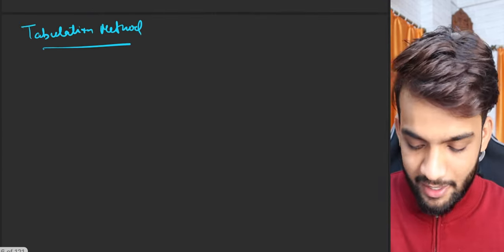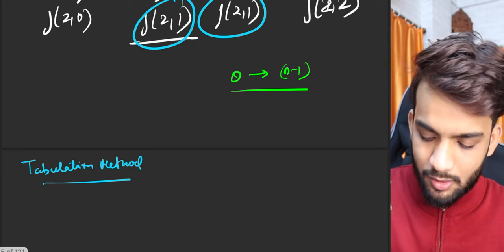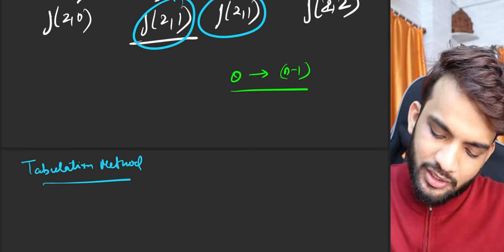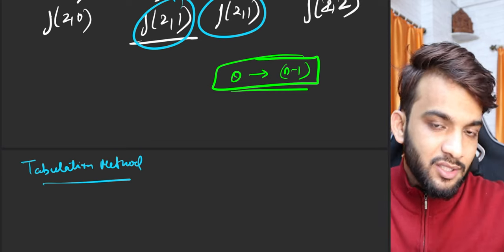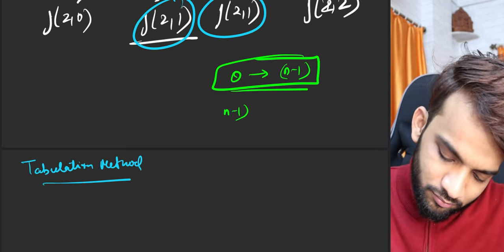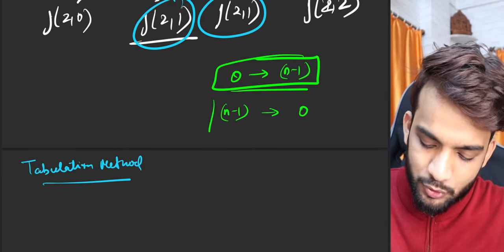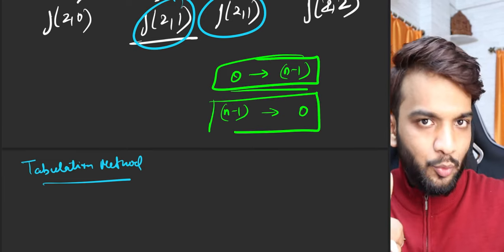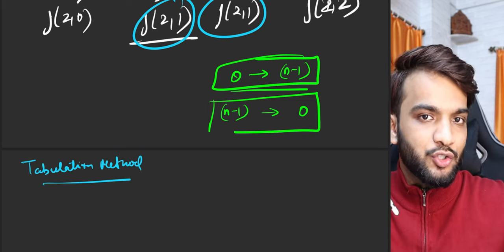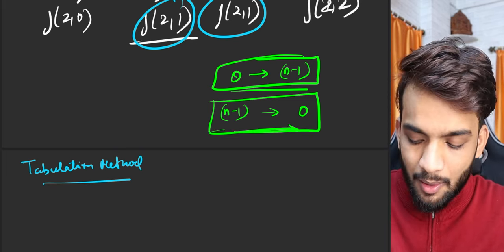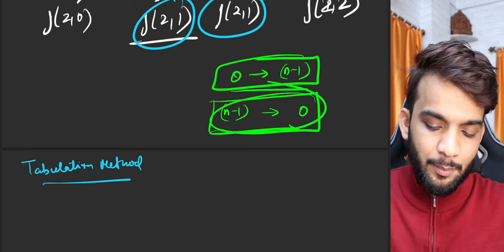So never ever, right? Over here, the recursion that you wrote was from 0 to n minus 1. So the base case will be like the tabulation will be the opposite. It's a thumb rule. Whatever you write for recursion, the opposite is the tabulation, right? So that's something which is a thumb rule. Now let's look at the base case.